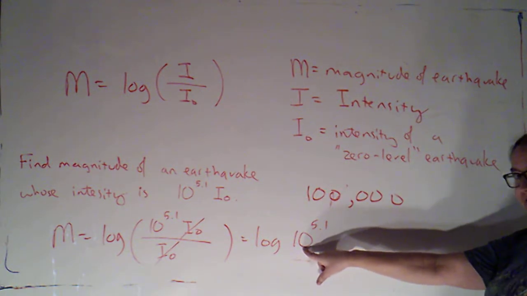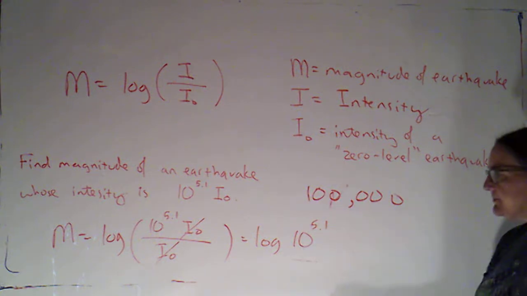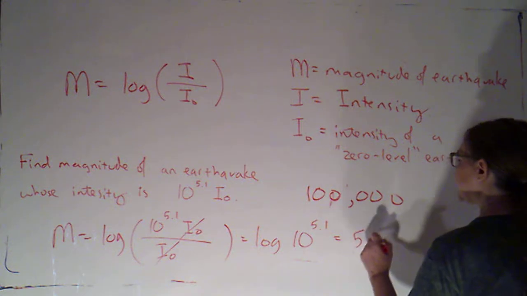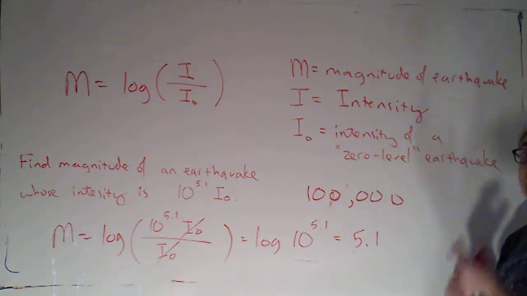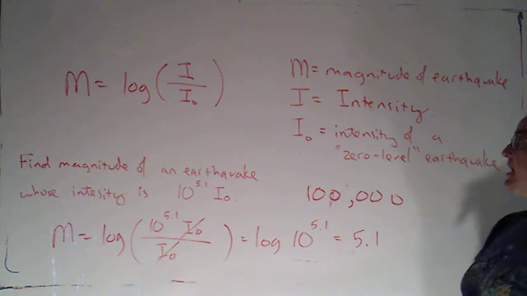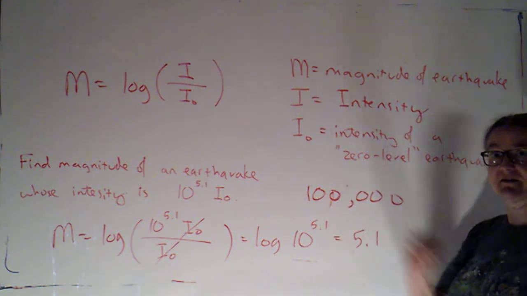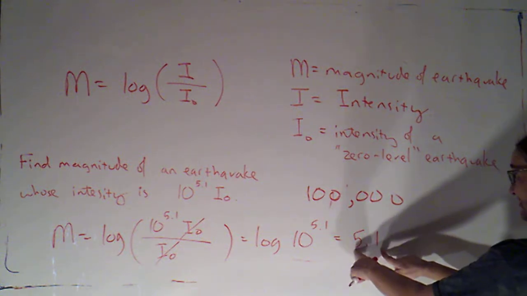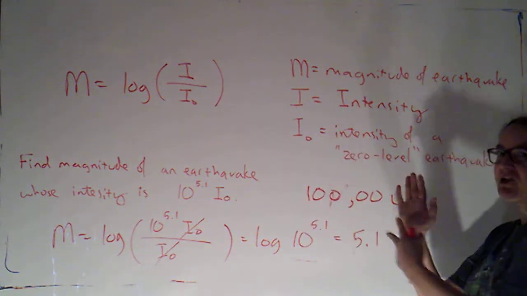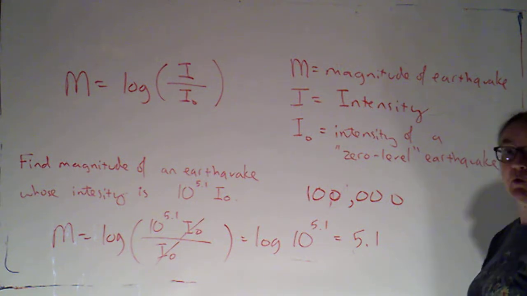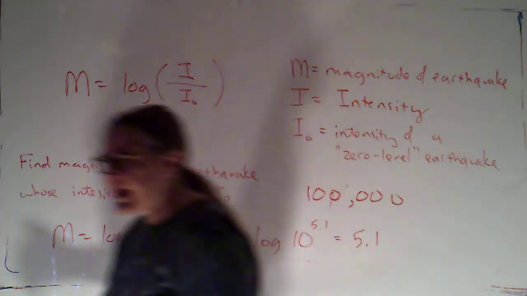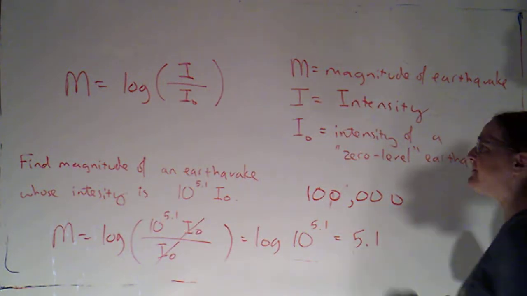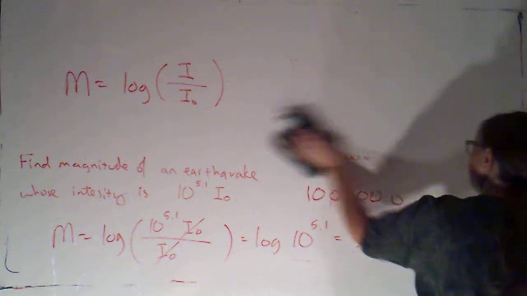That's an exponential function with base 10 being plugged into the log function with base 10, so they undo each other. That's 5.1. So rather than saying this is over 100,000 times more intense than a zero-level earthquake, we say its magnitude is 5.1. Notice that's a much smaller number than this is. So it really changes the scale of the numbers that we're working with. Now, that can mean that we don't have a super great intuitive sense of what these numbers mean.